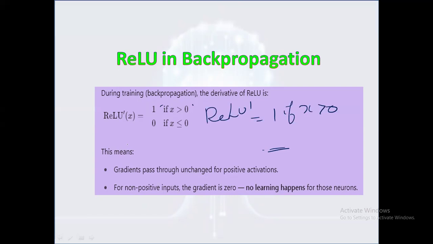If a neuron continuously receives negative input values, its gradient becomes 0 and it stops learning. This makes understanding ReLU's gradient behavior essential when designing and training deep networks.